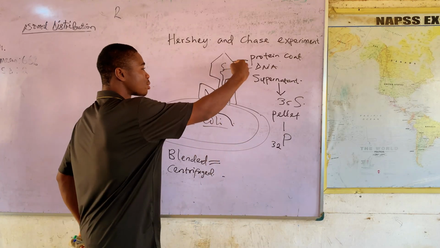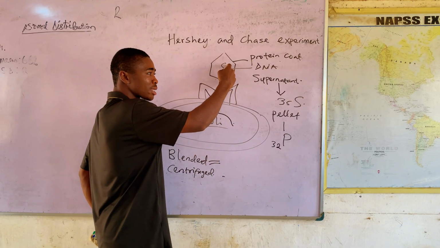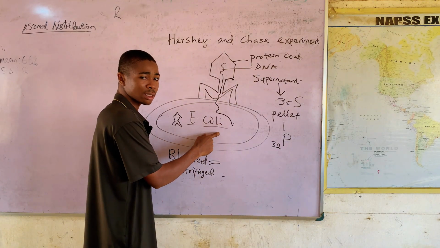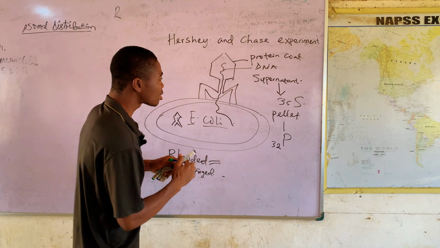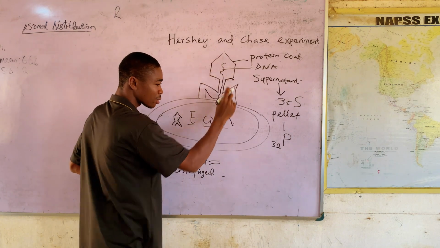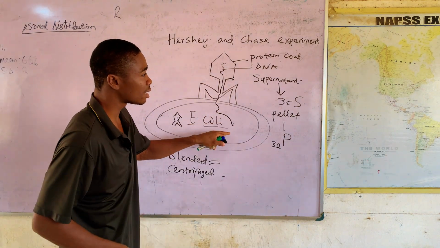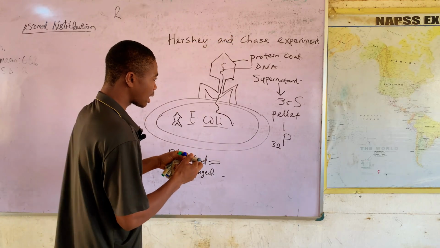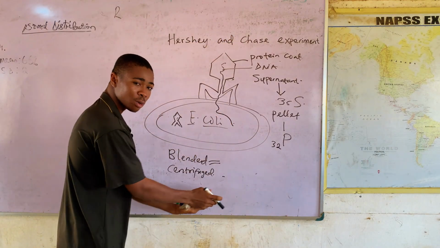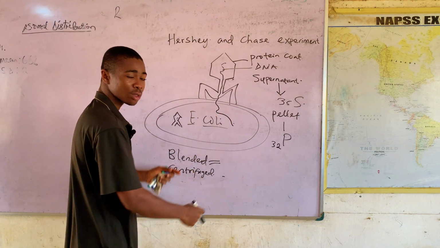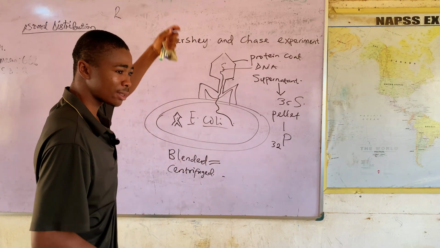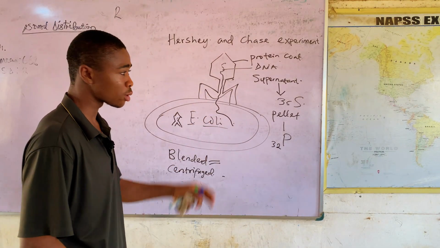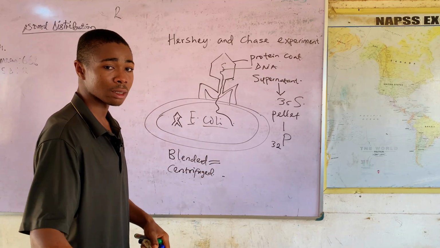So they were trying to know the substance that was able to transmit into the virus, into the bacterium rather. They were trying to know if this substance was the DNA or the RNA. So they cultured it in two places. They put in radioactive isotopes, sulfur for the protein and phosphorus.